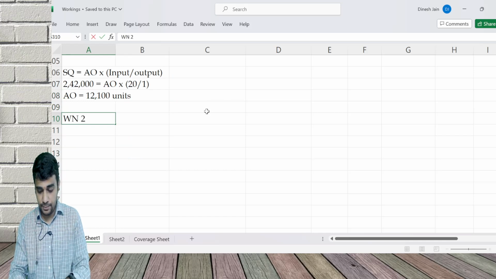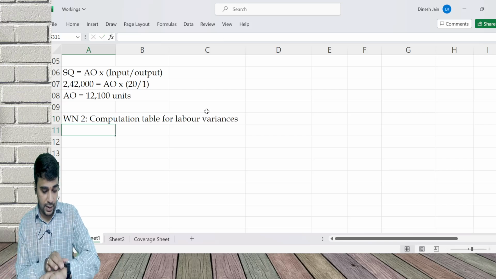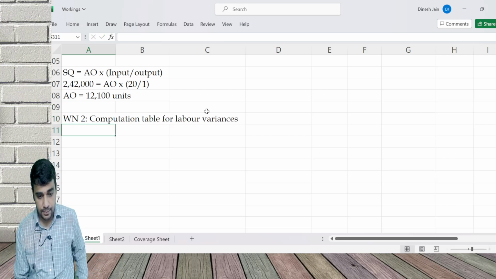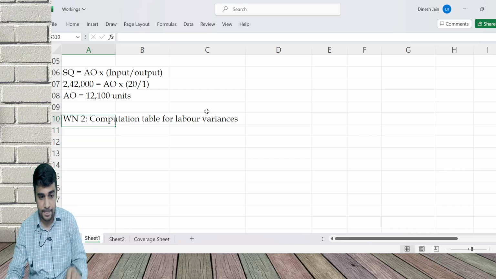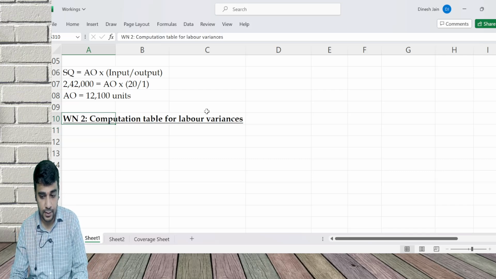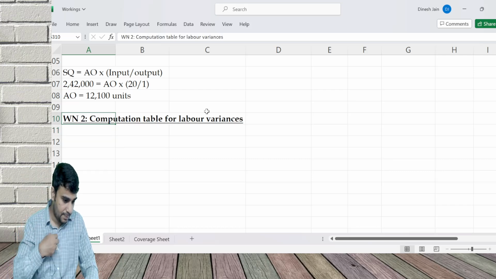Computation table for labor variances. You try attempting it. I'll be back in 2 minutes.